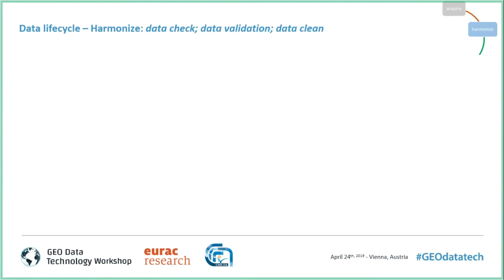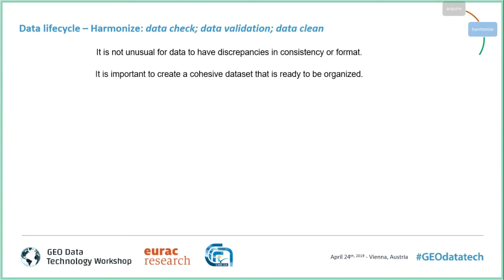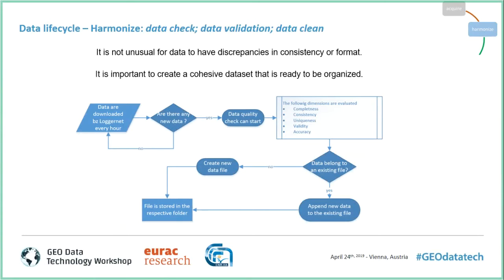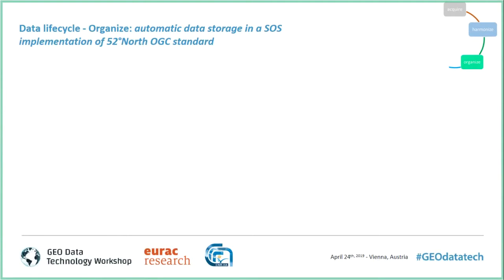These data are harmonized because it's not unusual that during the acquisition we can have gaps or data loss. So it's important to have a coherent data set, and before moving to the next step, it's important to evaluate five dimensions, which are completeness, consistency, uniqueness, validity, and accuracy. Once the data have been harmonized, we can then organize them using the SOS standard.